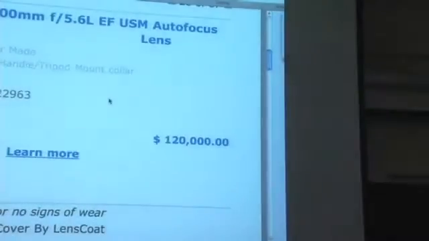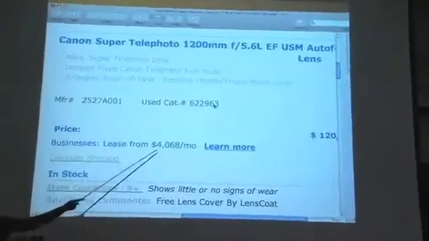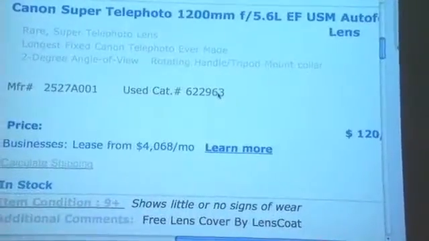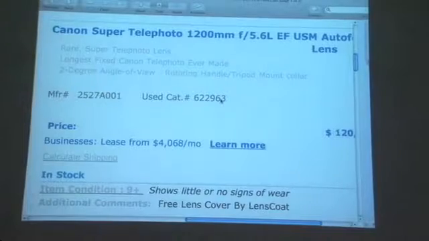$120,000, and look at this great deal that you can lease. You can lease it for only $4,000 a month. So if a number of us moved to cheaper apartments, we could put our money together and lease this particular device.